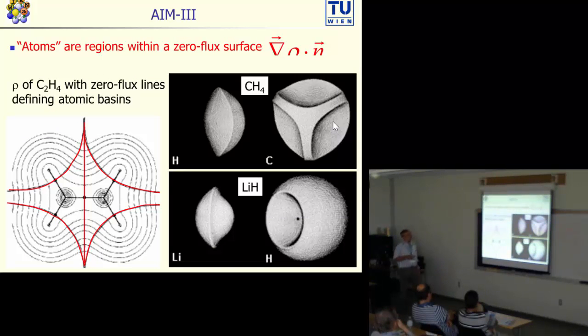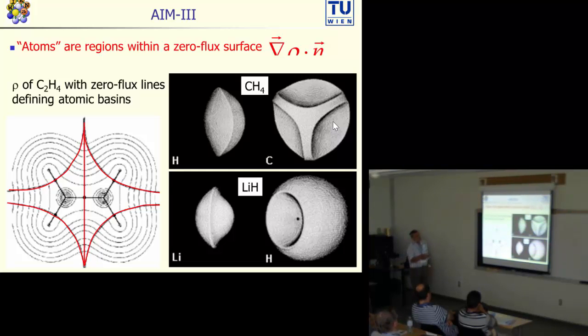And the other thing he did is he defines an atom as a region with zero flux surface. Grad rho times n should be 0. Sorry, this is not coming out properly here. That means here we have again our electron density of this C2H4, and the zero flux lines are now these lines here, showing like this, and this middle line over here. That means an atom, this is my hydrogen atom, this stupid object here is my carbon atom, and the other thing is clear. You can see that atoms are very, very different.